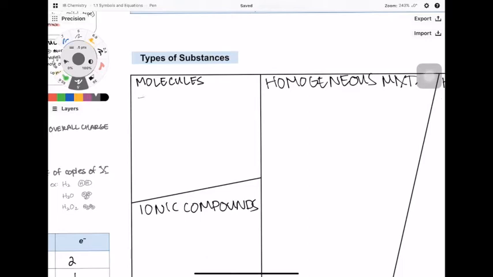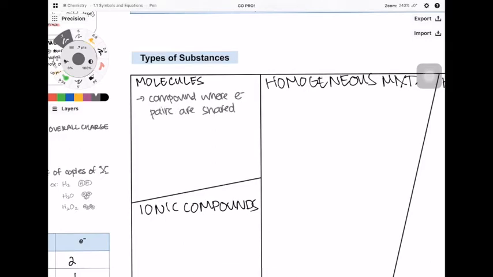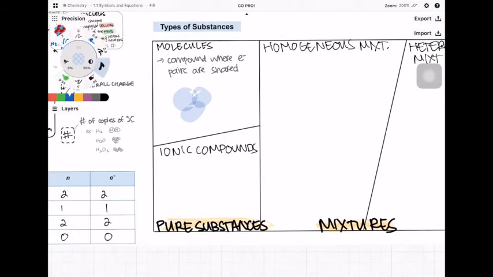Okay, the last topic that we're going to see in this video is this idea of types of substances. So we can separate things into pure substances and mixtures. Within those pure substances, as we've already seen in topic 4, we can have molecules, which is where we have compounds where electron pairs are shared. Another type of compound that we have is ionic compounds. So this is a compound where electrons are transferred. And again, these along with elements are all examples of pure substances.